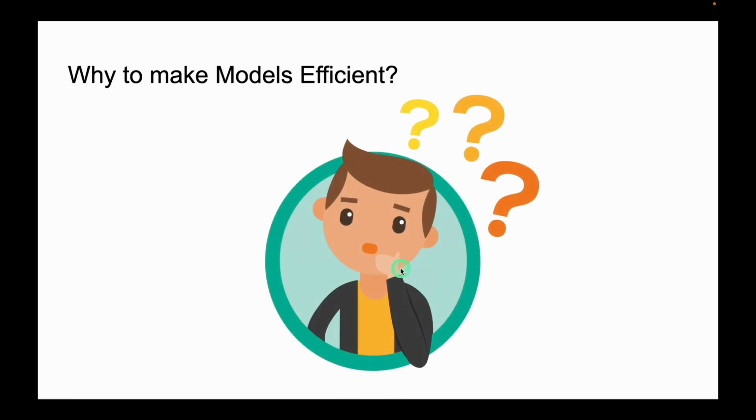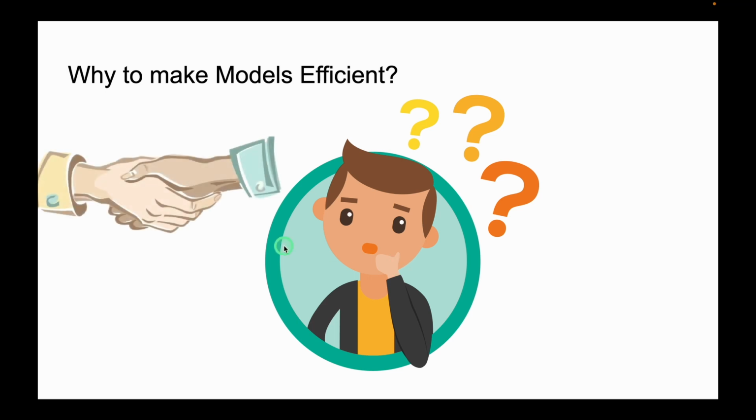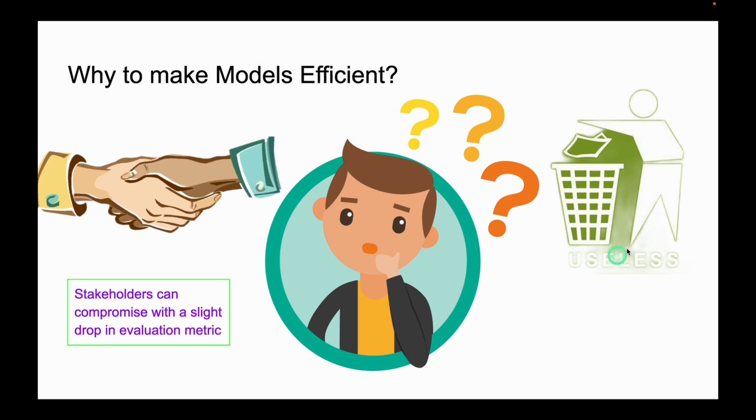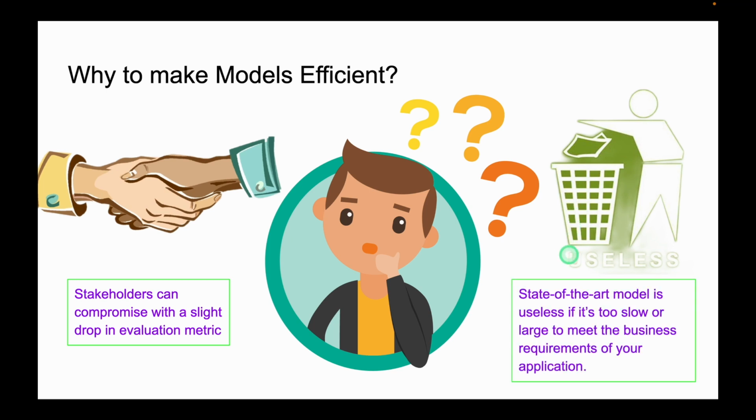Now you take your own sweet time to think about the problem and decide to make the model more efficient, scalable and actually production ready. You come to know a few important things. The first important thing is, in many situations, end users or most of the stakeholders of that particular project can compromise with a slight drop in accuracy or whatever metric you choose to evaluate your model. The second important thing which you realized is, your state-of-the-art model is literally useless if it is too slow or too large to meet the business requirements of your application.